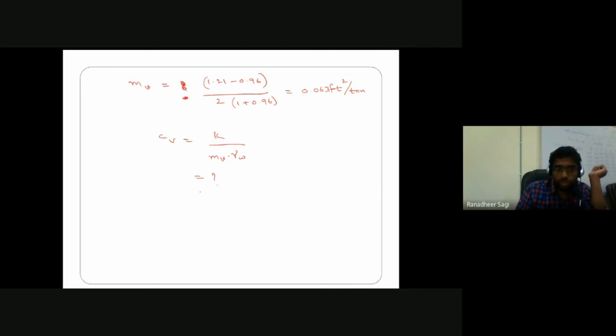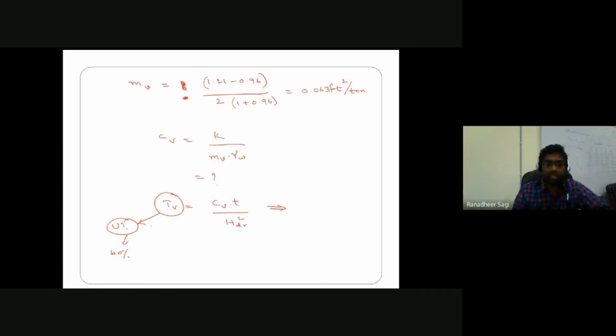Once your cv is known, you can go back to your time factor expression. Tv is nothing but cv into time by Hd square. From this, what is unknown that I want to find out? I can write the time factor by knowing the corresponding degree of consolidation. The degree of consolidation is already given, 60%. So for this 60% degree of consolidation, what is your corresponding tv value?